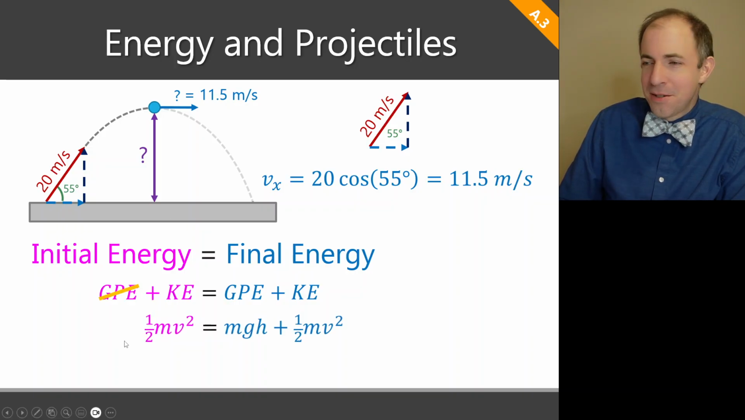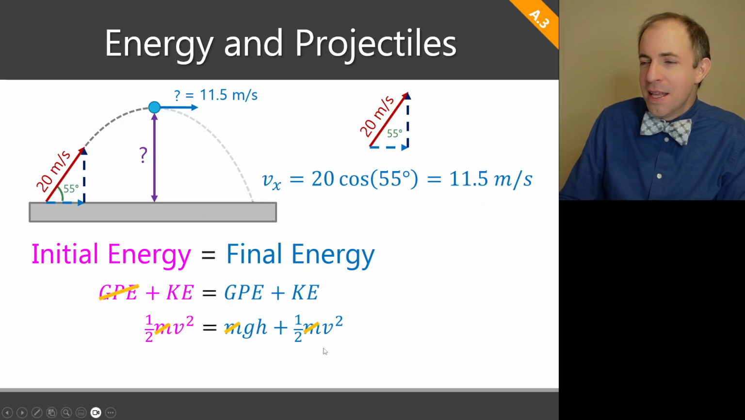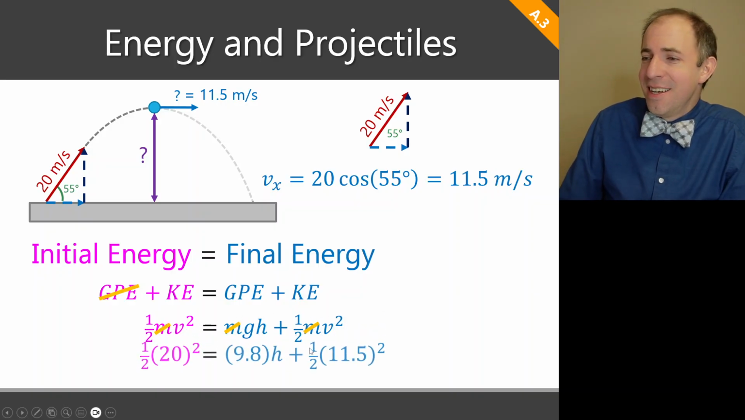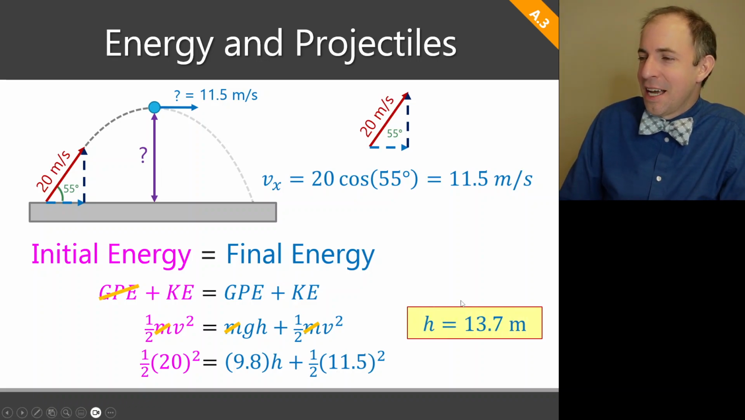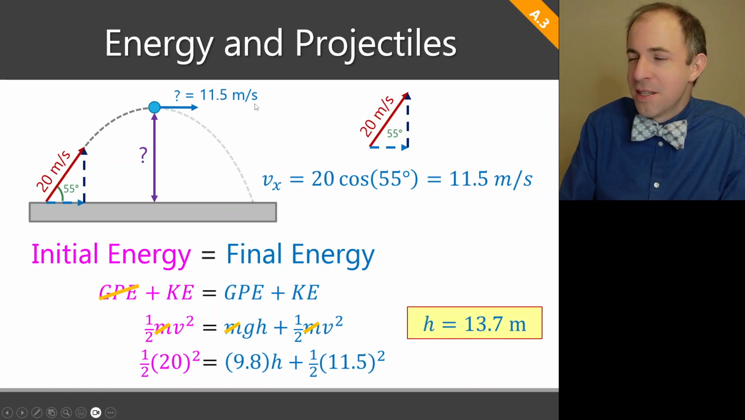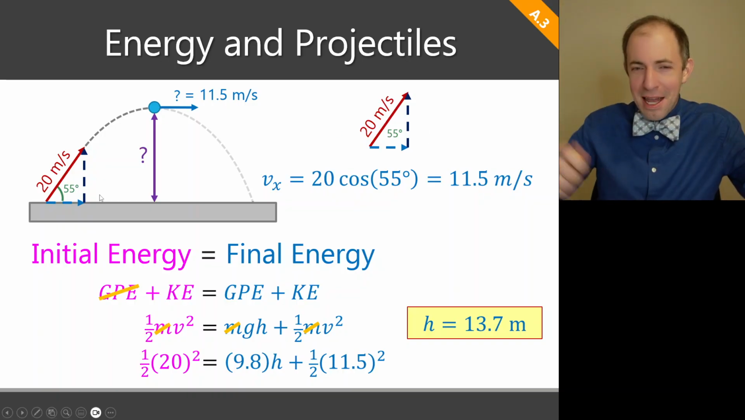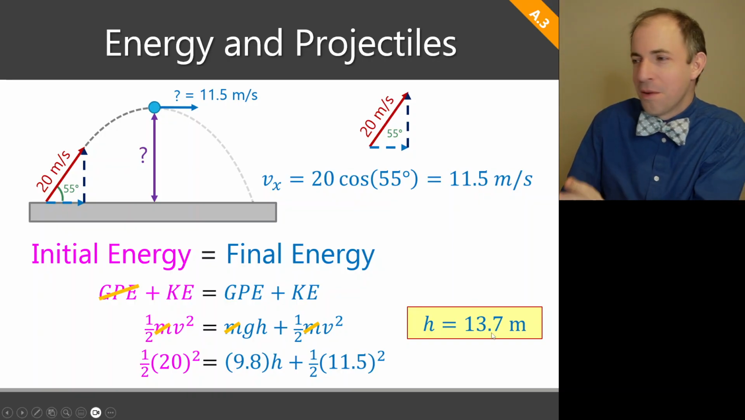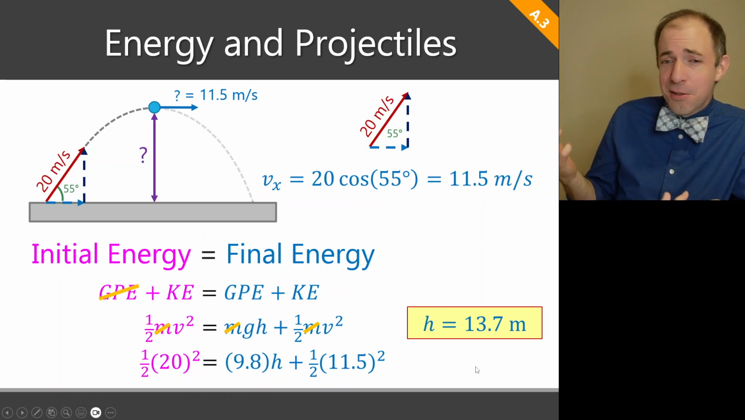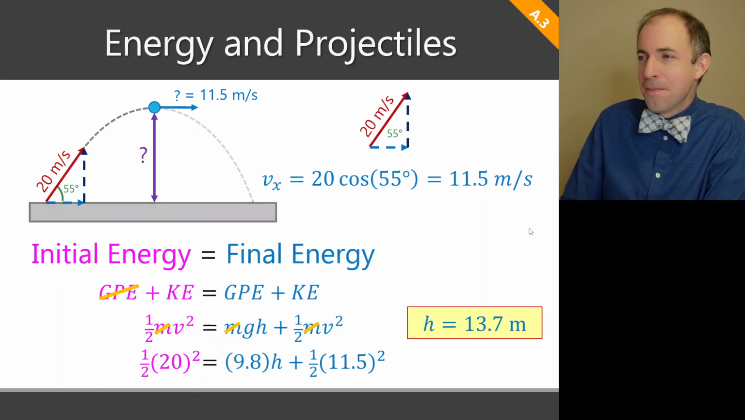So my equation turns out to be 1 half mv squared is equal to my final mgh plus 1 half mv squared. The mass cancels out. I don't care about the mass. And I can plug in my initial velocity of 20, my final velocity of 11.5, and the only thing I don't know is the height. And calculate that the height, it goes up 13.7 meters. If you solved for the initial vertical velocity and then also did your kinematic equations to figure out the height when the final velocity is 0, vertically, you would get the exact same answer. So it's just yet another tool in your toolbox to be able to solve for an unknown in a before and after sort of scenario.